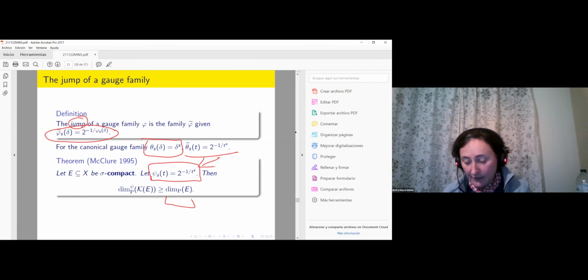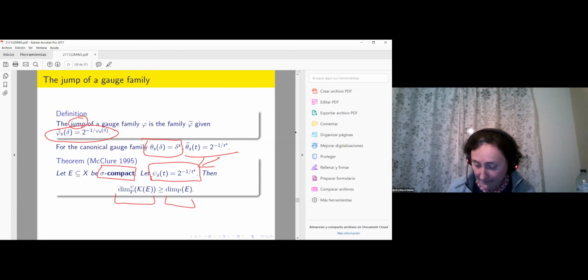McClure proved a certain relationship for sigma compact, and what he proved was that the packing dimension of the hyperspace is always lower bounded by the packing dimension of the set itself. I'm taking this result. There are a few others. The results for self-similar sets are better because self-similar sets are really far more restricted. But let me start with this one.